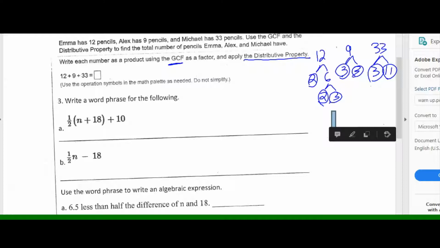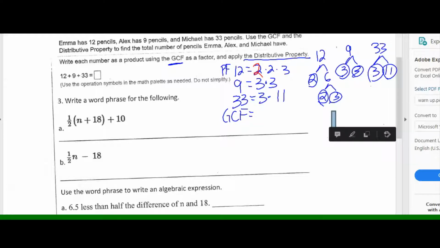So I'm going to write the prime factorization for 12, which is equivalent to 2 times 2 times 3. And the prime factorization for 9 is equivalent to 3 times 3. And the prime factorization for 33 is equivalent to 3 times 11. So I have to factor out any factors that all 3 have in common. I see the lowest number that I have is a 2. But 9 does not have a 2, nor does 33.